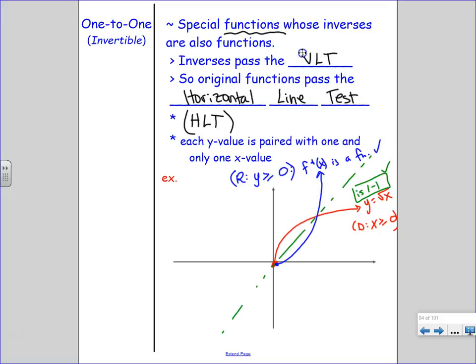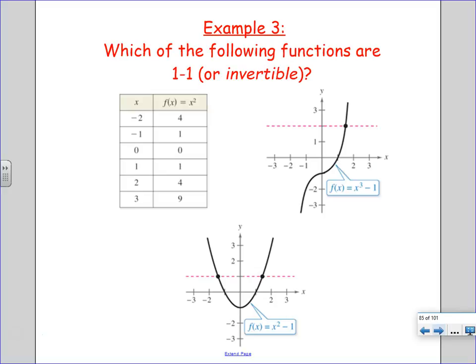But what does it mean for a function to be 1 to 1? It passes the vertical line test. It's a function. But it also passes the horizontal line test, which means its inverse will be a function. What else do we have? Pencils down. Don't worry about writing. Just eyes up here. Which ones are easy to figure out whether or not they are 1 to 1?